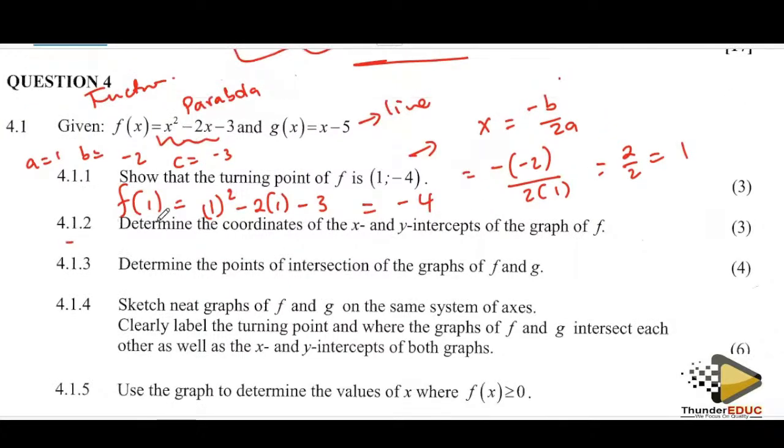Please don't be like those learners that just write the same answer there without showing any calculations. 4.1.2, they want us to determine the coordinates of the x and y intercept of f. Okay, so x and y intercept. Y will always be 0 for the x-intercept. So we know that f of x, g of x, h of x, whatever, represents y. So where there is this f of x, we're going to put a 0 and then solve the equation. So that's going to be the same as x squared minus 2x minus 3 is equal to 0.